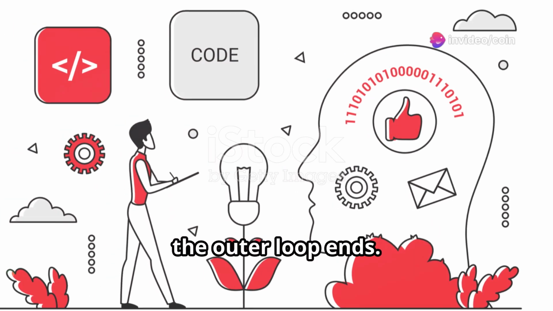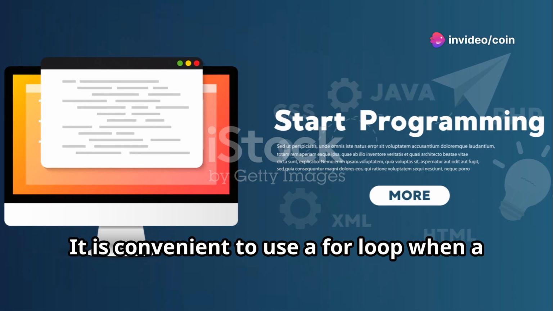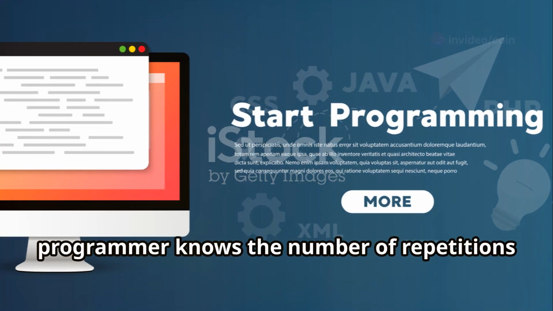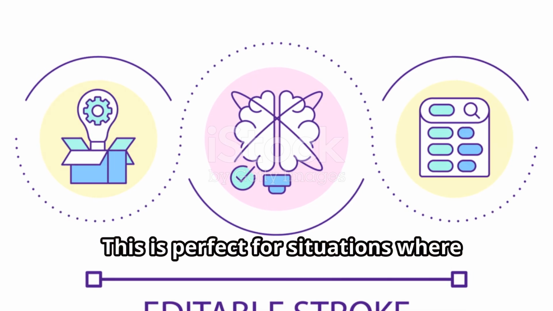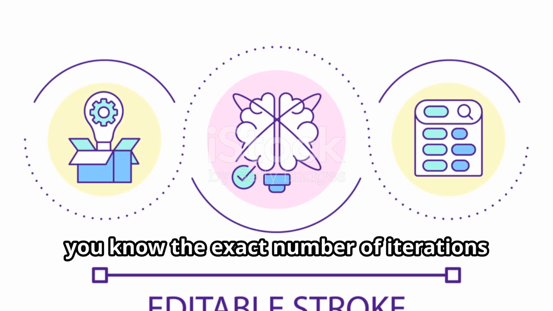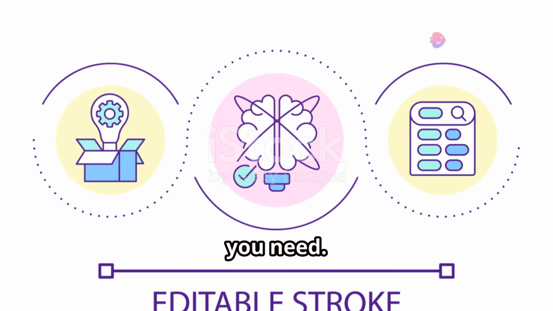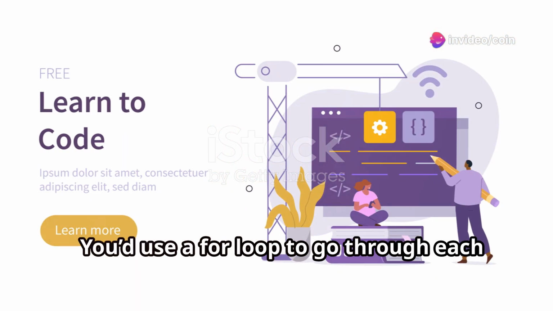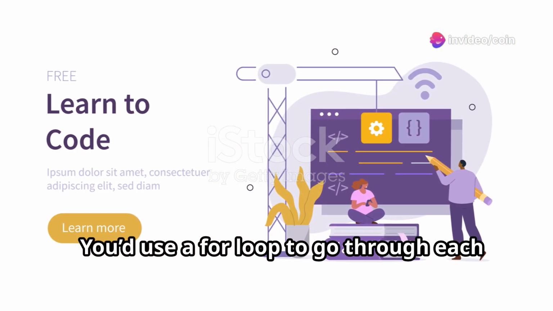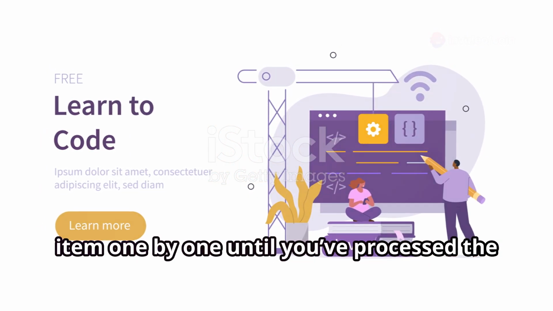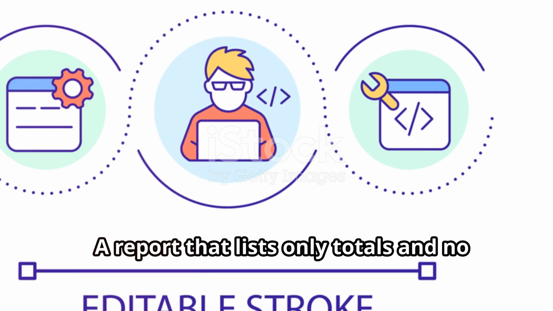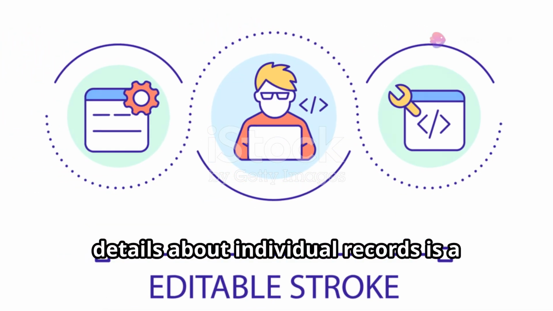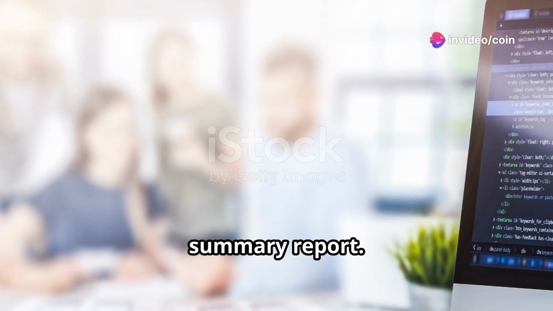the outer loop ends. It is convenient to use a for loop when a programmer knows the number of repetitions a loop will make. This is perfect for situations where you know the exact number of iterations you need. Let's say you want to iterate over a list of items. You'd use a for loop to go through each item one by one until you've processed the entire list. A report that lists only totals and no details about individual records is a summary report.